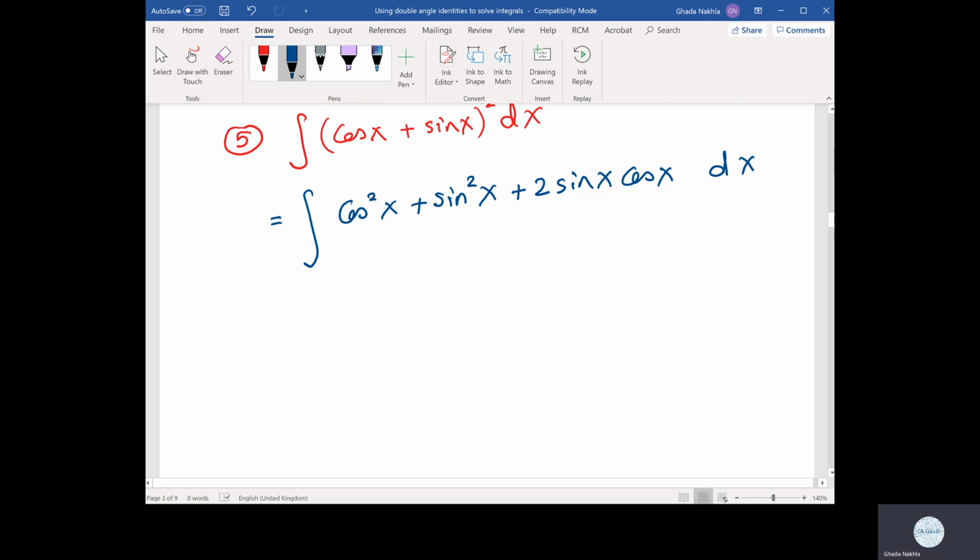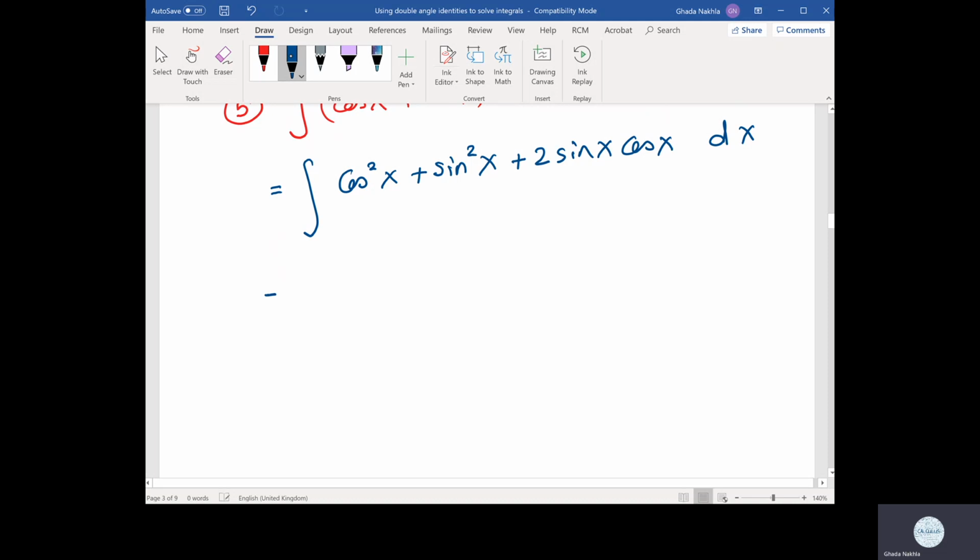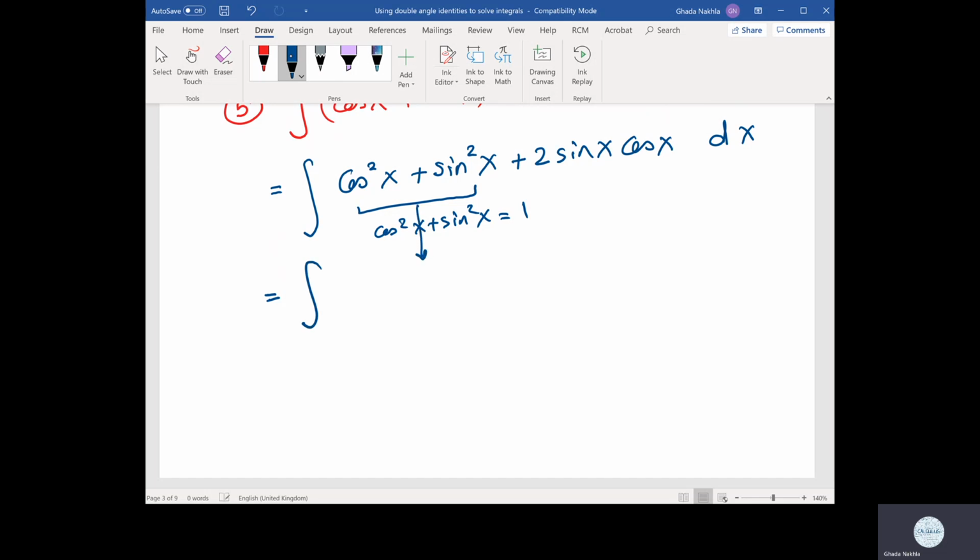Okay, very straightforward. Just expand the brackets. And then from the identities, I know that cos squared x plus sine squared x is equal to what? 1. One of the identities you should know. So in fact, all that will simplify into 1 plus 2 sine x cos x dx. This is here, and this is this bit here. Sine squared plus cos squared equals 1.